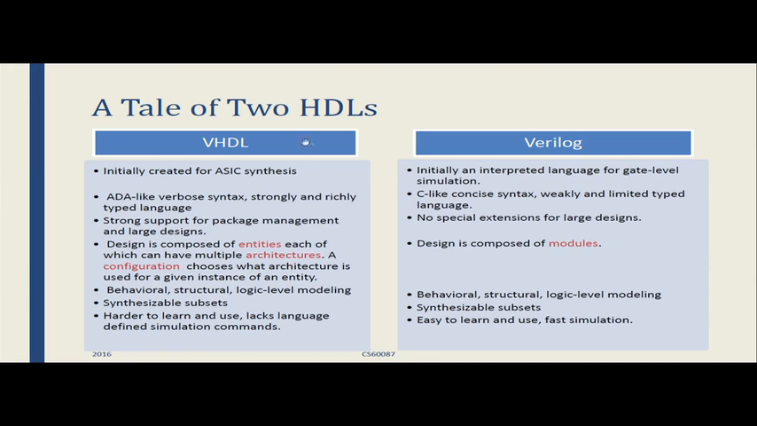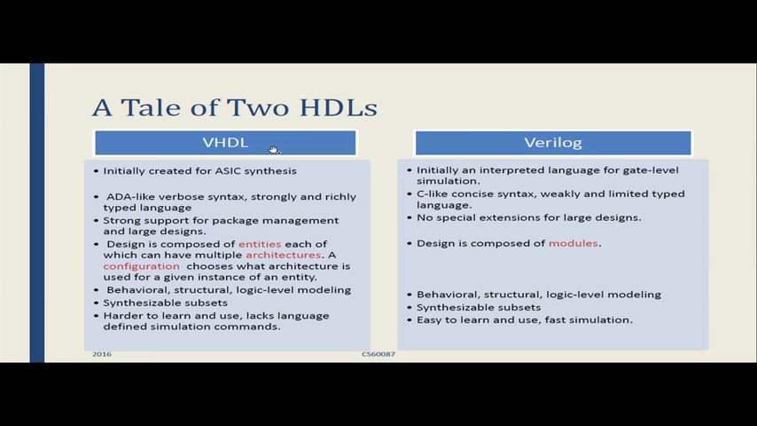Next we will discuss the two main HDLs that there are currently, VHDL and Verilog. VHDL was initially developed for ASIC synthesis. ASIC is an application specific integrated circuit. So for synthesis of ASIC systems, VHDL was used, and it was developed by the US Defense Department. Verilog was used for gate level simulation of the gates basically, and it was developed by a company called Gateway Design Automation, which was acquired by Cadence.